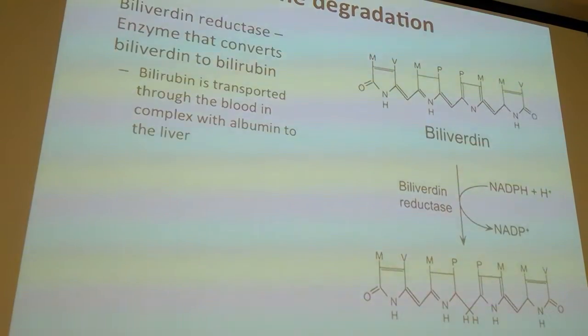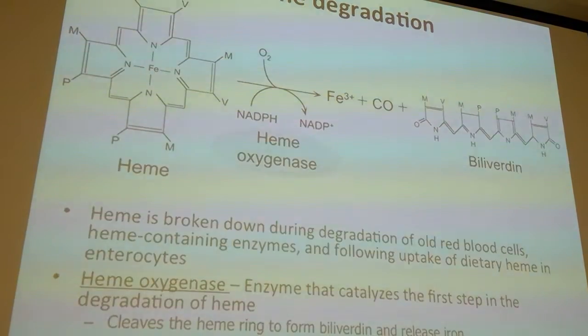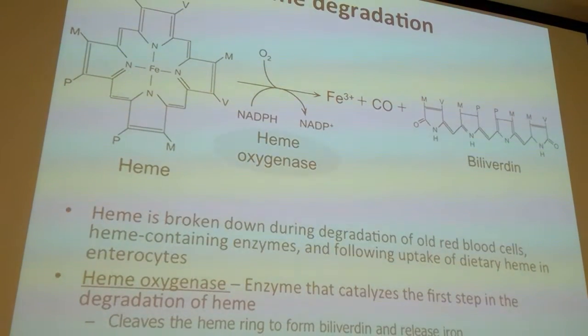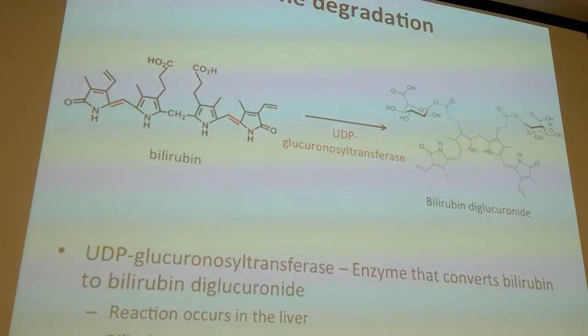So bilirubin is released into the blood and complexed with the protein albumin and transported to the liver for further metabolism and excretion. We have this inter-organelle relationship going on with the breakdown of heme. Just a reminder, heme is broken down by heme oxygenase to biliverdin, then to bilirubin. This is released into the blood, transported to the liver, where it's modified by this enzyme with this really catchy name, UDP glucuronosyl transferase.